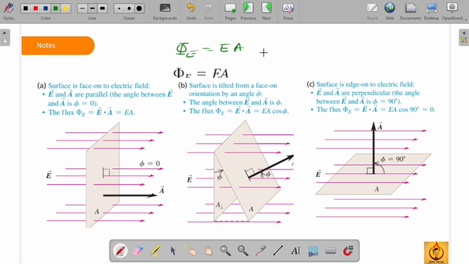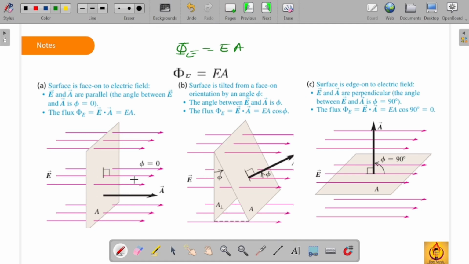EA. This is our flux. So this is going to also repeat what we just said. This is your area. Let's say this is your sheet. This is your surface. Flux in, flux out. So flux is 0 because it came in and went out.